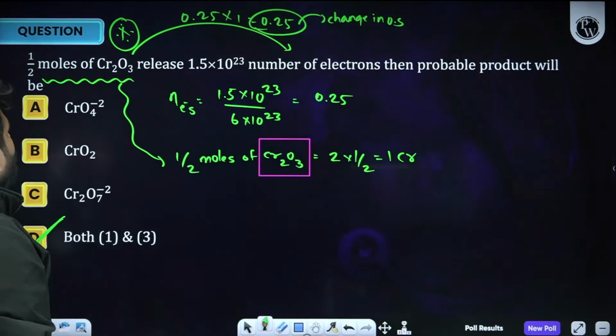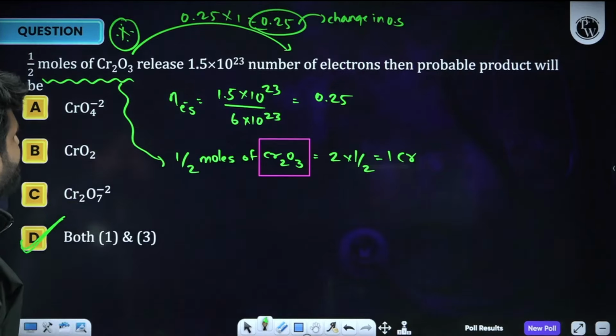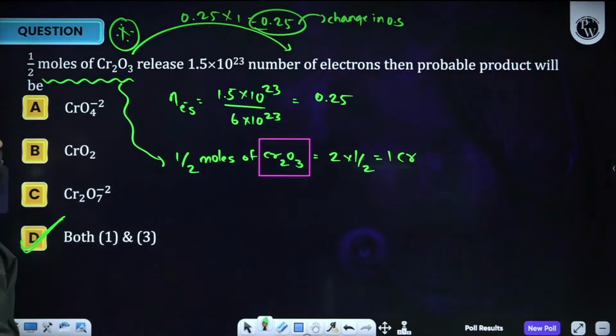So initially, what oxidation state do we have exactly? So partial oxidation is happening, right? Now, if that is the case, tell me, my dear students, what exactly will we be having?